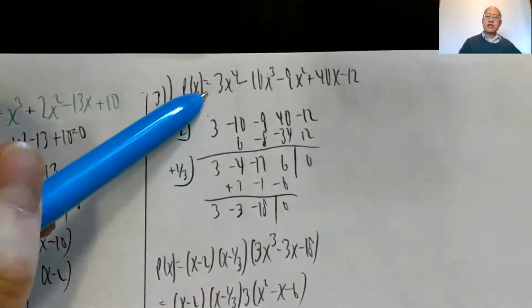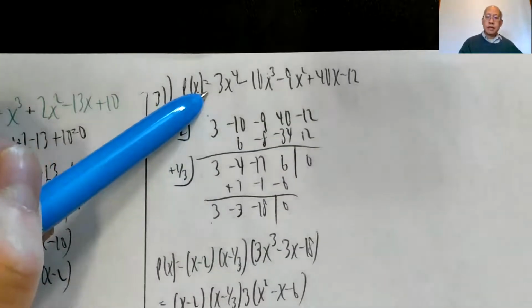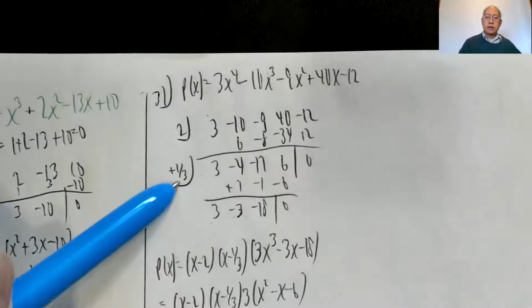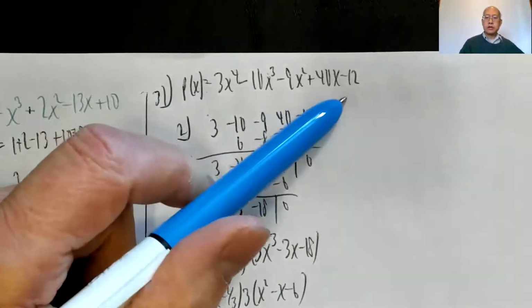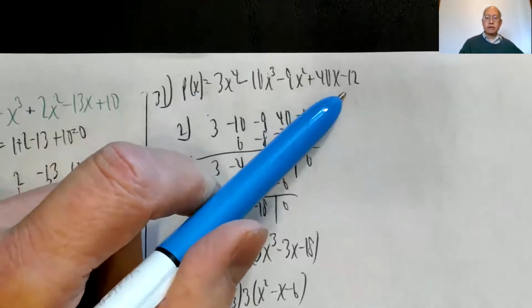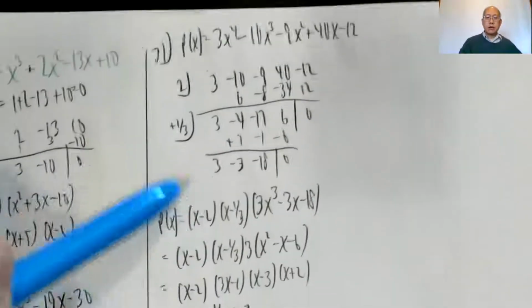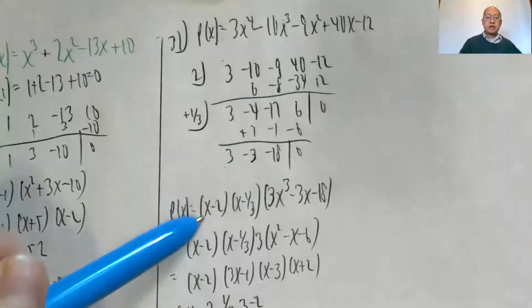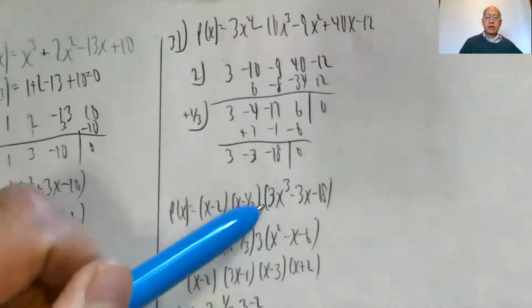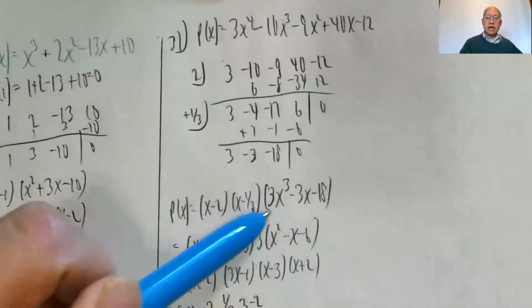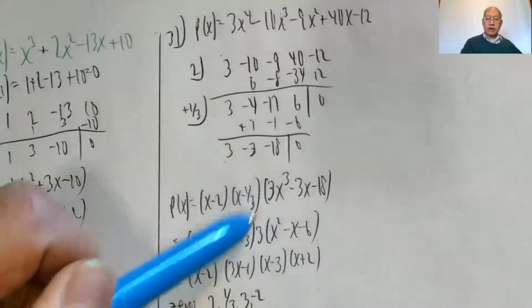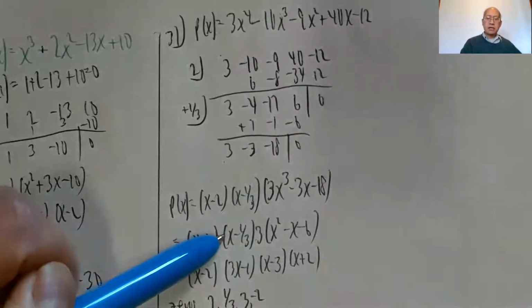If the leading coefficient is 3, then you might have to try something with a denominator of 3, such as 1/3, 2/3, 4/3, something like that. Okay, so I have x minus 2, x minus 1/3, 3x cubed minus 3x minus 18. This is clumsy, but I notice if I factor out a 3 and apply it to here, it looks nicer.